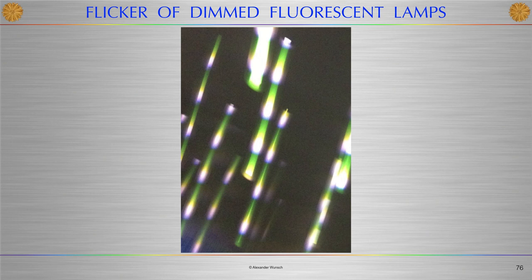And this is the way LEDs normally are dimmed, especially when you have color changing systems, which have this beautiful color shift throughout the rainbow. These are normally flicker machines.